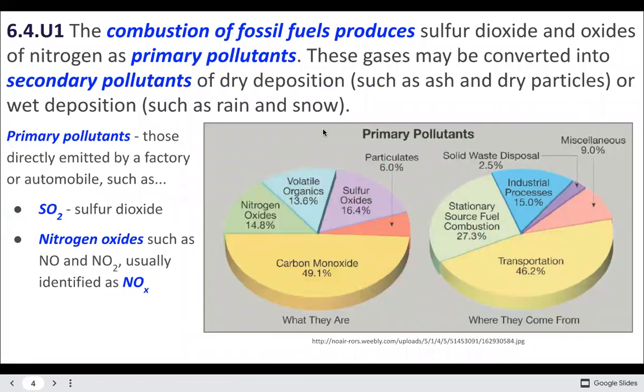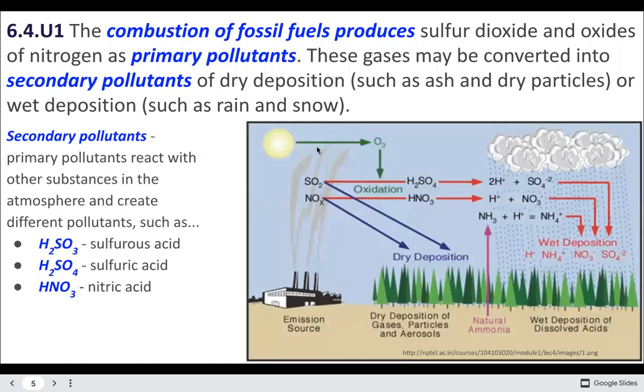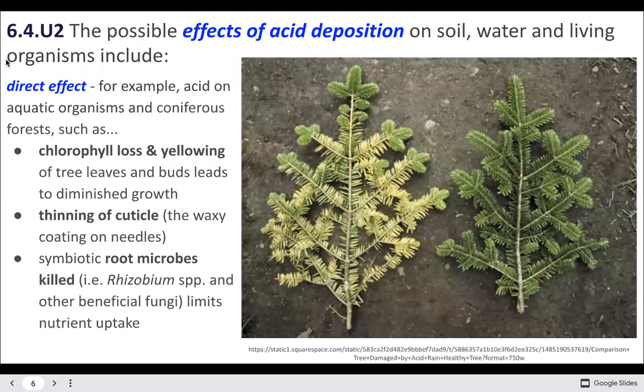The combustion of fossil fuels produces sulfur dioxide as well as NOx as primary pollutants, and then those interact with water in the atmosphere to create acids and secondary pollutants. So you can see the specific acids that are formed here: sulfurous acid, sulfuric acid, nitric acid. You don't have to remember the specific chemical formulas or anything, but you should be able to explain why they're secondary.